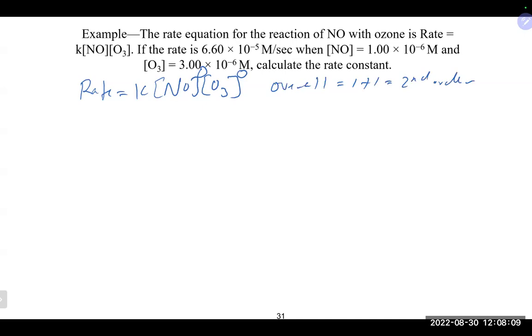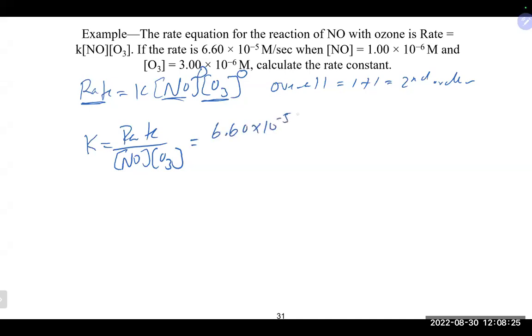In this particular case, we have the concentrations and we have the rate. So really, we're just going to rearrange and solve for K, which would be the rate divided by NO times O3. Popping in our numbers gives us 6.6 times 10 to the minus 5 molar per second divided by NO, which is 1 times 10 to the minus 6, and O3, which is 3 times 10 to the minus 6.